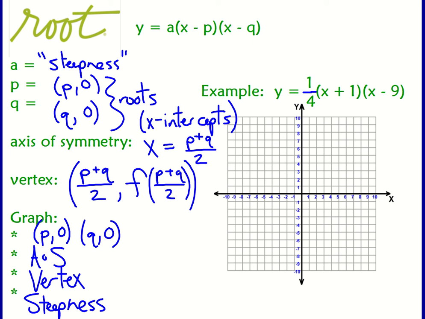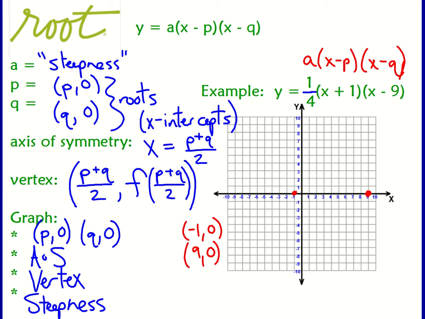For example, we're going to do y equals 1/4 times (x plus 1) times (x minus 9). If I line this up with the form a times (x minus p) times (x minus q), I get that p would actually have to be negative 1 and q would be positive 9. So I know that the roots are going to be (negative 1, 0) and (positive 9, 0). And I could go ahead and put those on the graph.